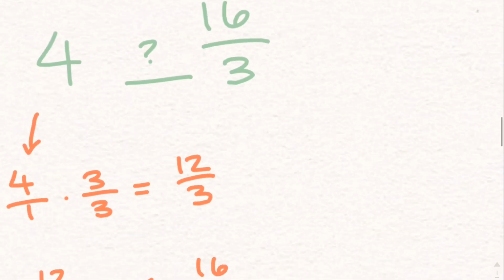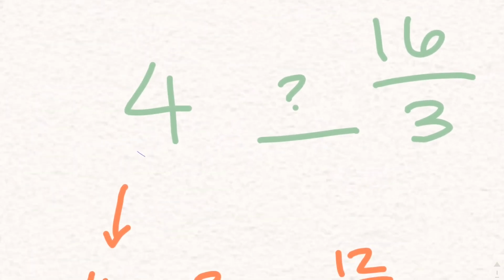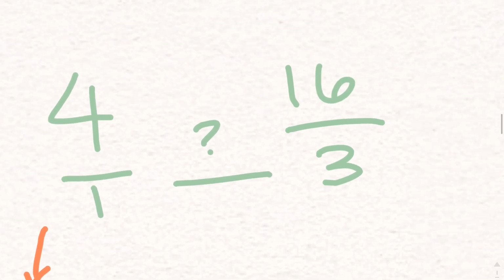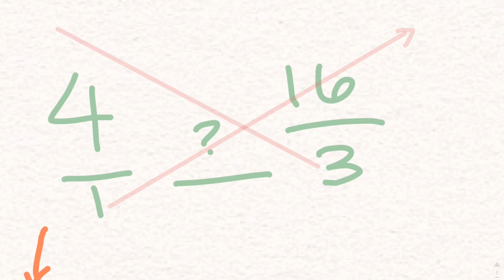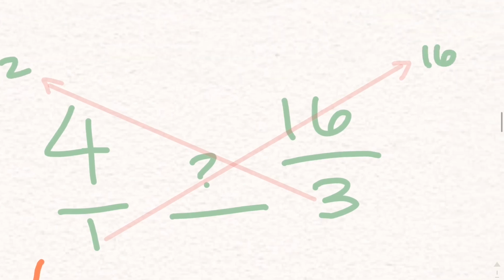So now, moving on to the second common way, I think this is a lot easier. It's a little trick for you. If we just write 4 with the denominator, it'll be easier to visualize. So we're going to draw a diagonal arrow on both sides, crossing the middle, and we're going to multiply up. So 4 times 3 is going to be 12, and 1 times 16 is going to be 16.